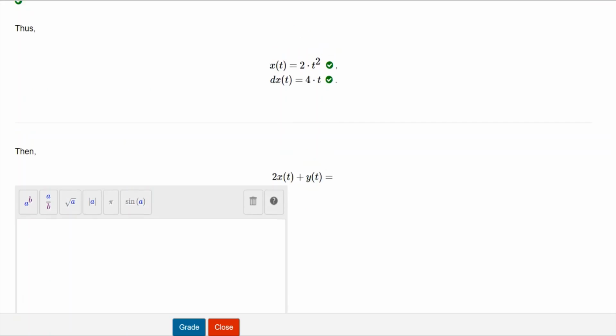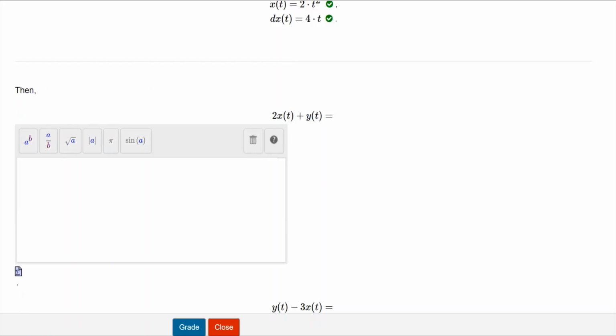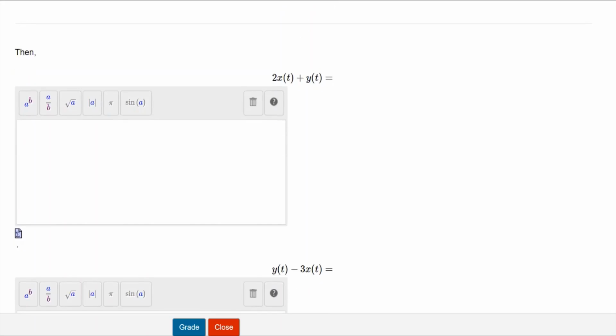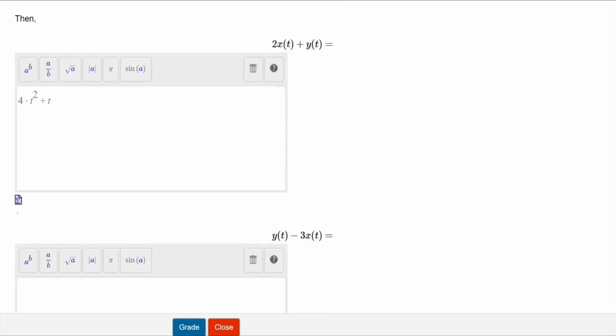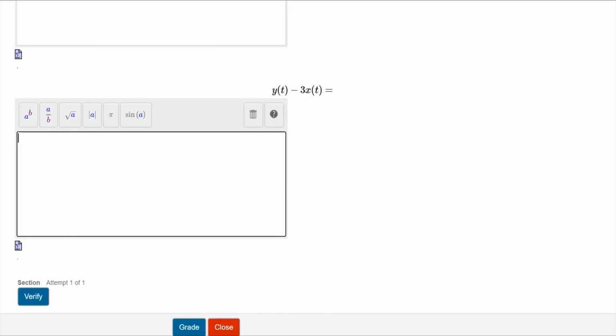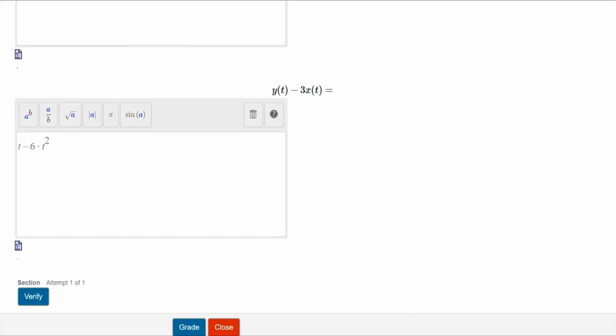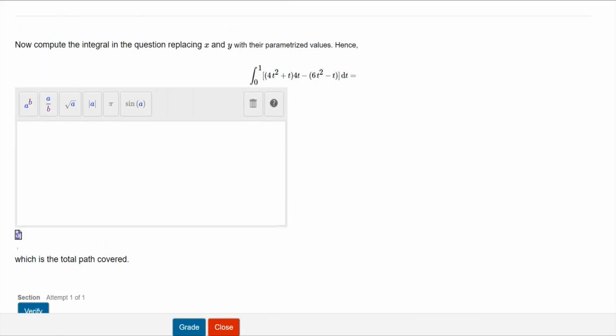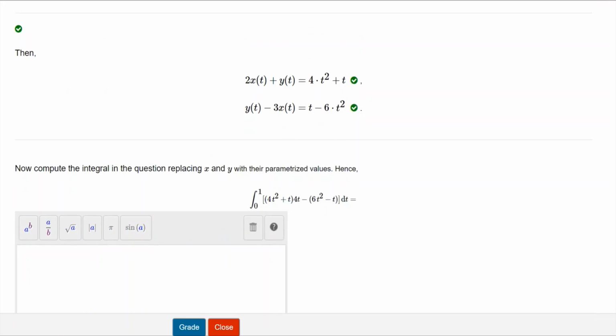We verify that we have been correct, and then we compute the values of 2x plus y and y minus 3x. And y minus 3x is t minus 6t squared with me. So let's see how we go. Okay, so these values are also correct.